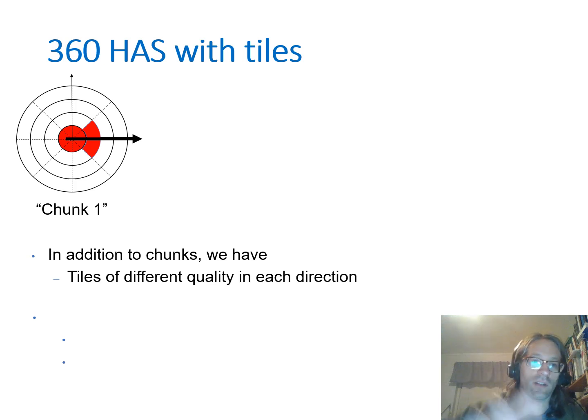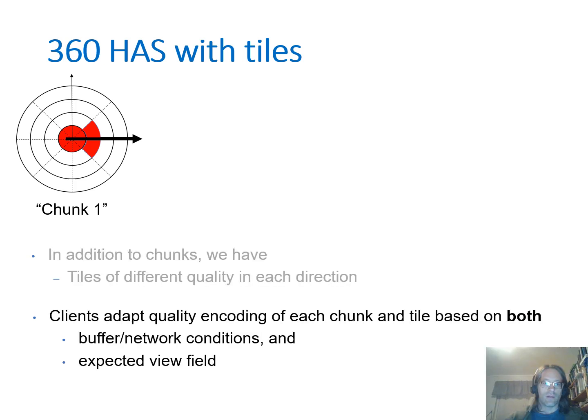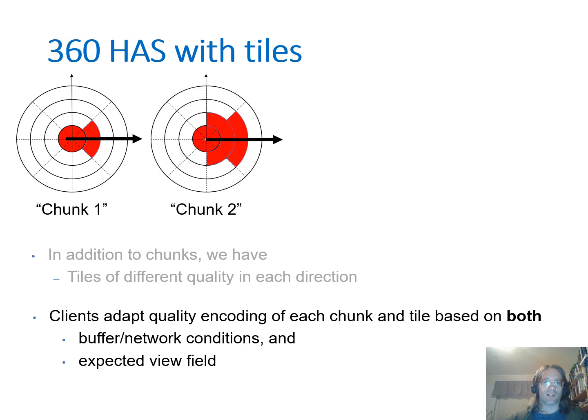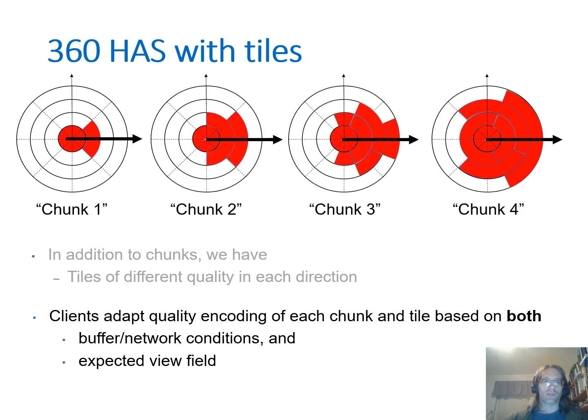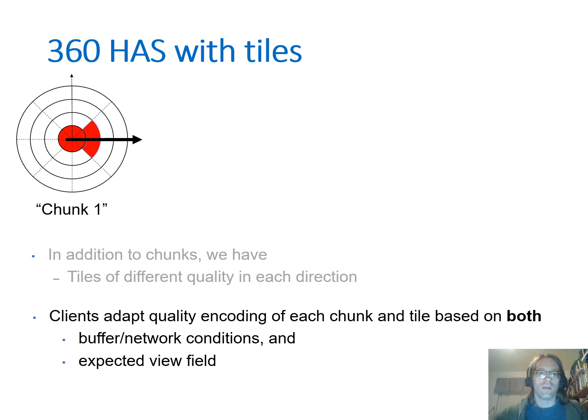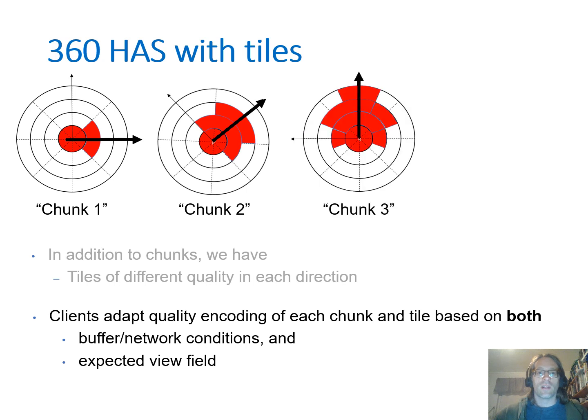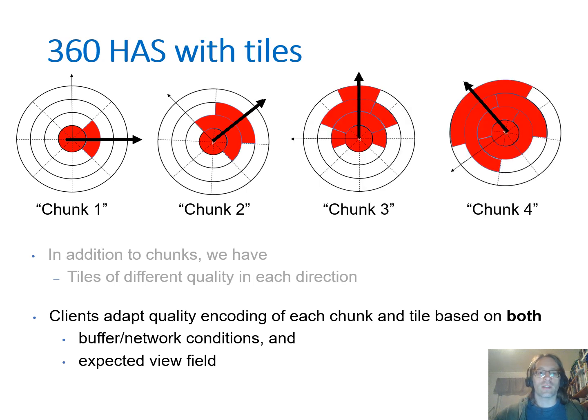Here I'm thinking of a user seen from the top, looking in the direction of the arrow. The circles represent different quality encodings, and we can see from the red that we have higher quality encoding in the viewing direction and lower in the other directions. Also in this context, we can adapt the quality based on current network conditions. We might start at a low quality and then increase the quality as we see we have bandwidth. And then we also need to account for users moving their heads. So as the user moves their head, we adapt the direction in which we get the highest quality.